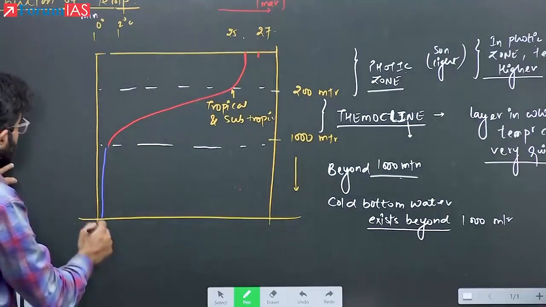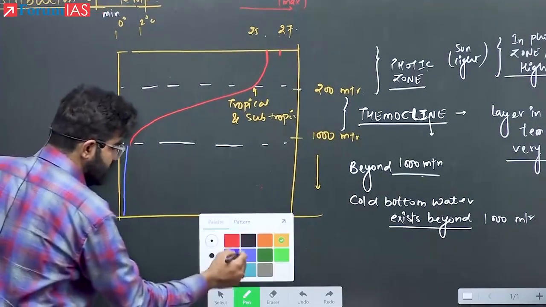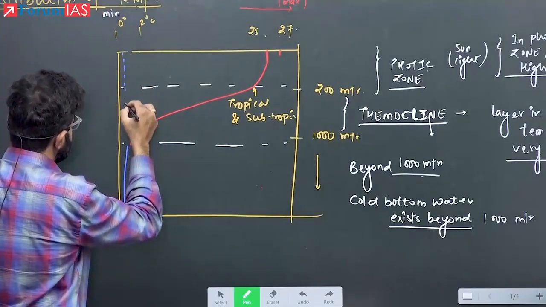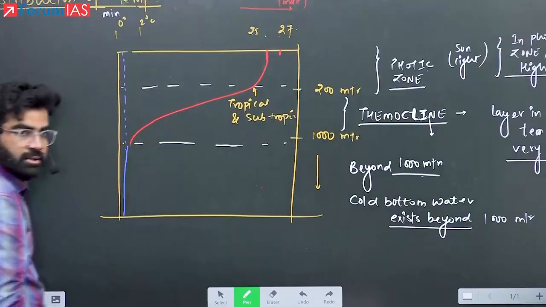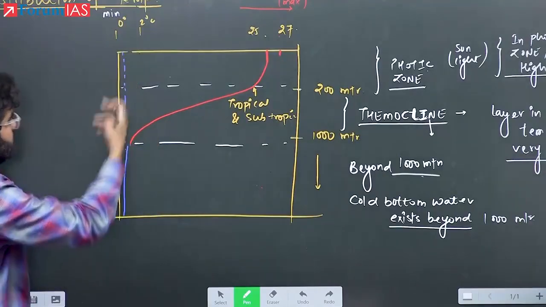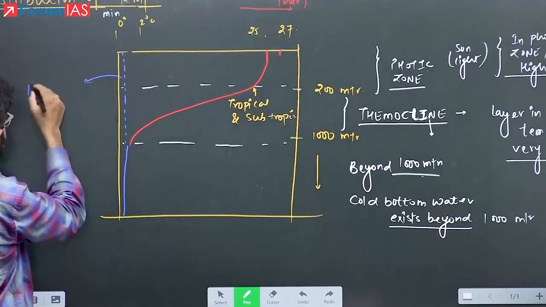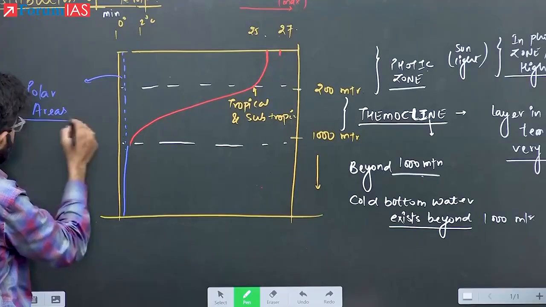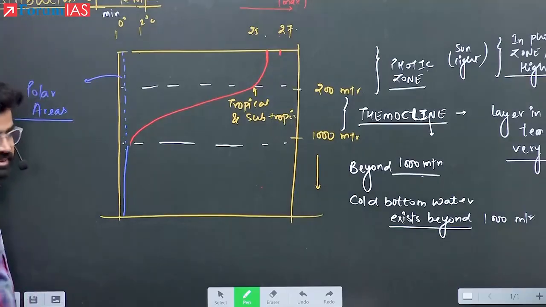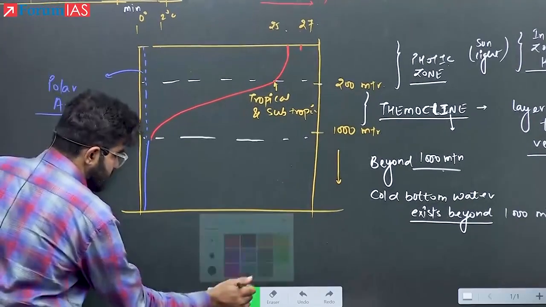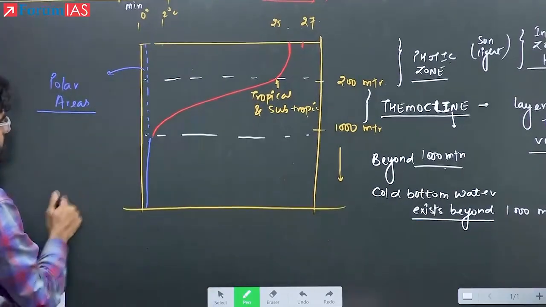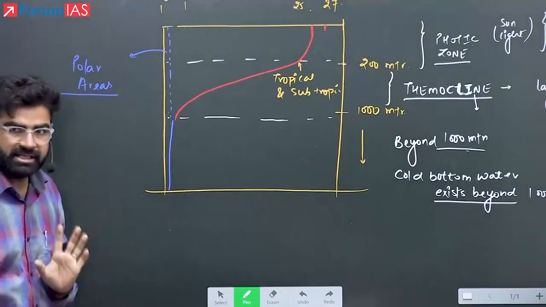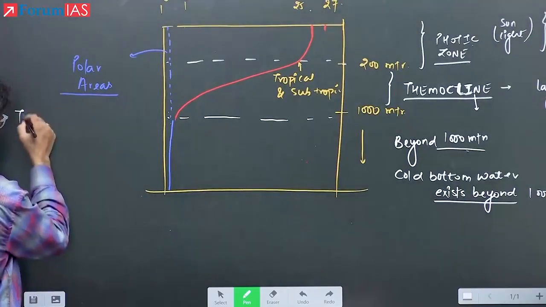Okay? And now, what about polar areas? Polar areas will register more or less the same temperature. From top to the bottom, more or less the same would be the temperature. This is your polar areas. Now, can I say safely for the polar areas, thermocline is absent? Yes or no? So, write down.